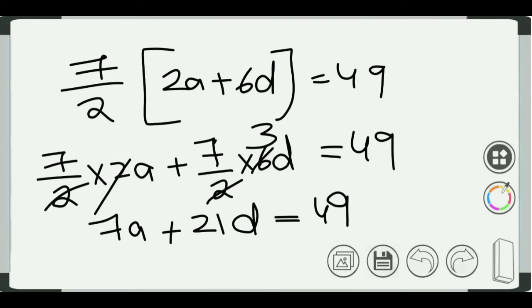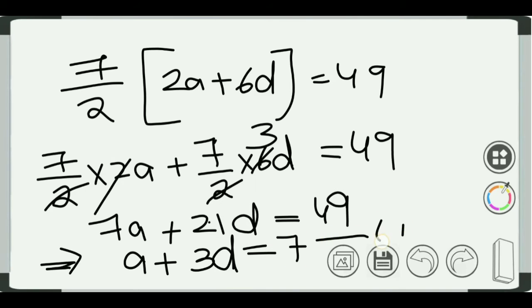If you want, you can simplify more. You can make it short. Whole divided by 7 because this is the table of 7. So 7 by 7 is a plus 7, 21 by 7 is 3d is equal to 49 by 7, 7. So this is your first equation. A plus 3d is equal to 7.